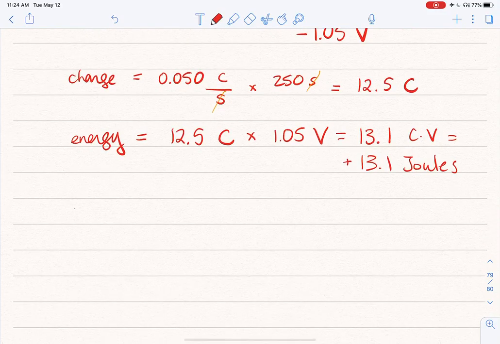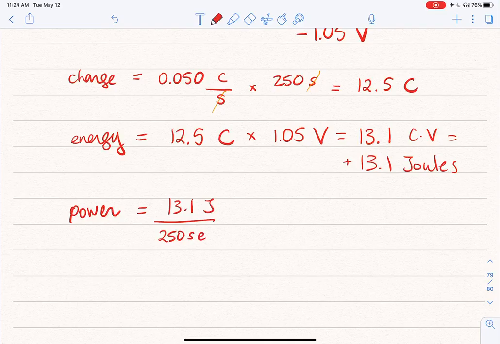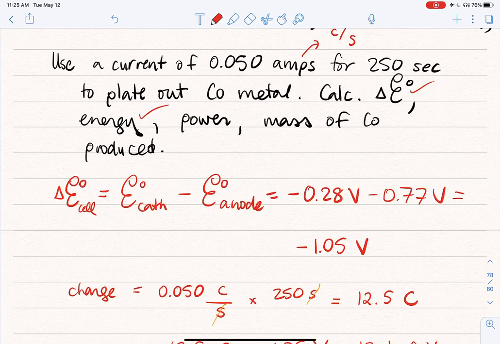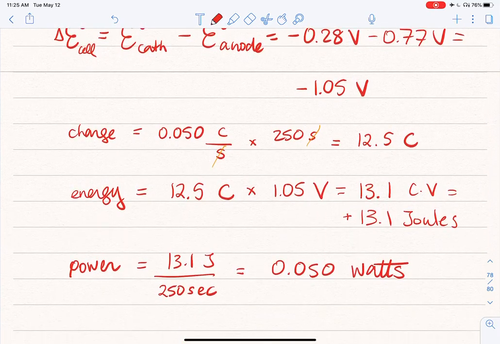Power is just the amount of energy per unit time. So that would be 13.1 joules per 250 seconds, and that would equal 0.050 watts, or the power of this process. We calculated the energy, we calculated the power. The final thing that we need to calculate is the mass of cobalt that is produced in these 250 seconds.